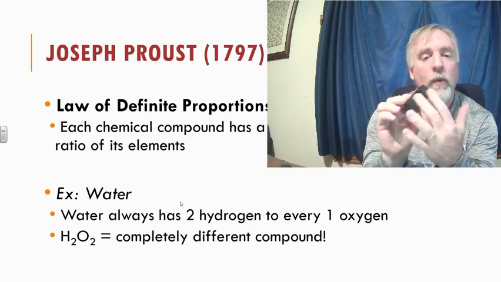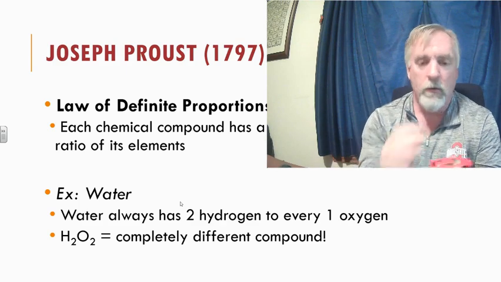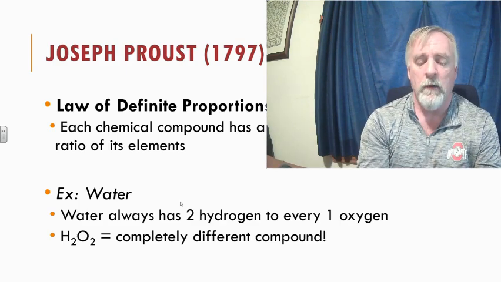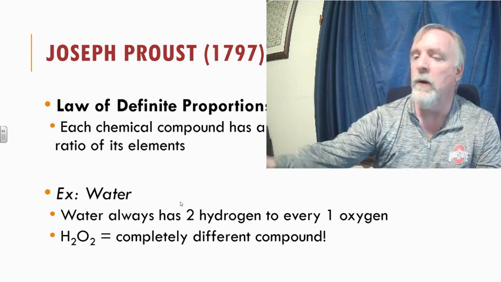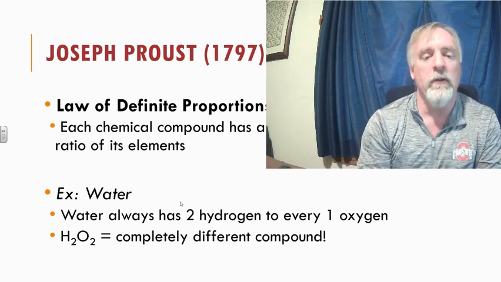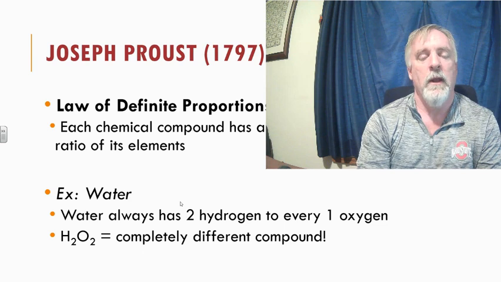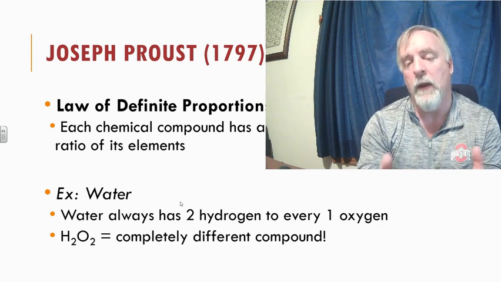Normal car, 4 wheels for every car. 2 doors, or maybe 4, depending on the car. Right? 1 driver, 1 steering wheel. There's these definite proportions that he was seeing.